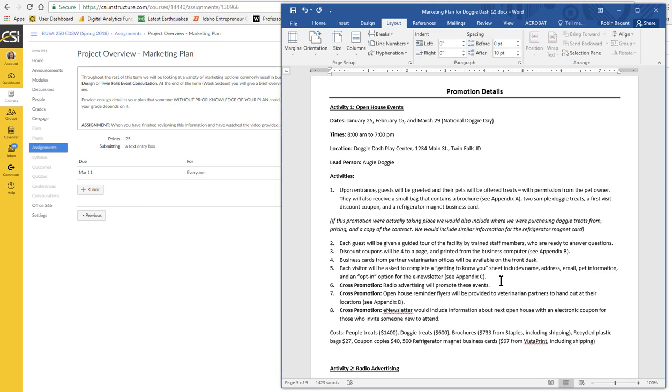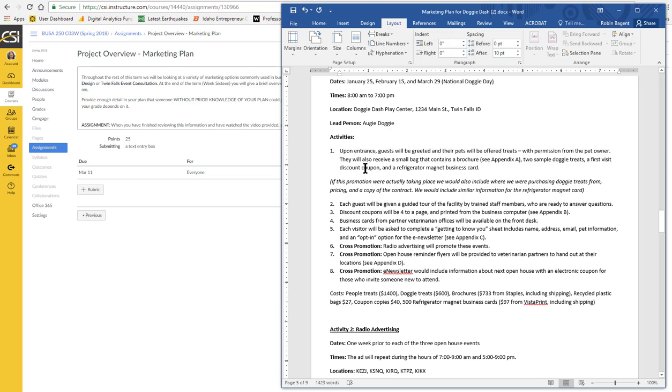So you need to probably go into more detail than you ordinarily would so that someone else doesn't have questions. You would include the date or dates of your activities, the time or times that it's running, where it's going to be, who's in charge of it. If there's more than one person, you would include who's responsible for what tasks, etc.